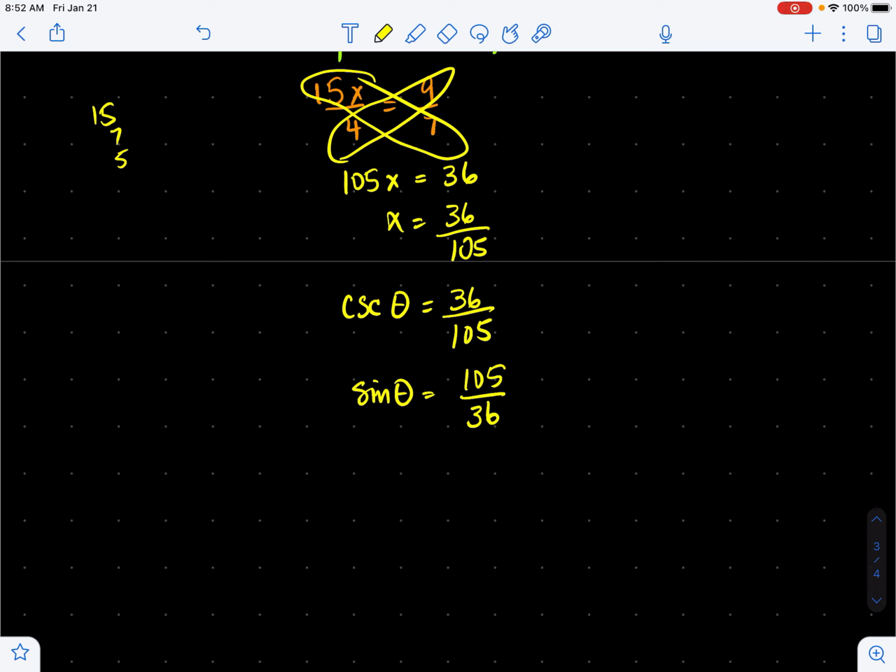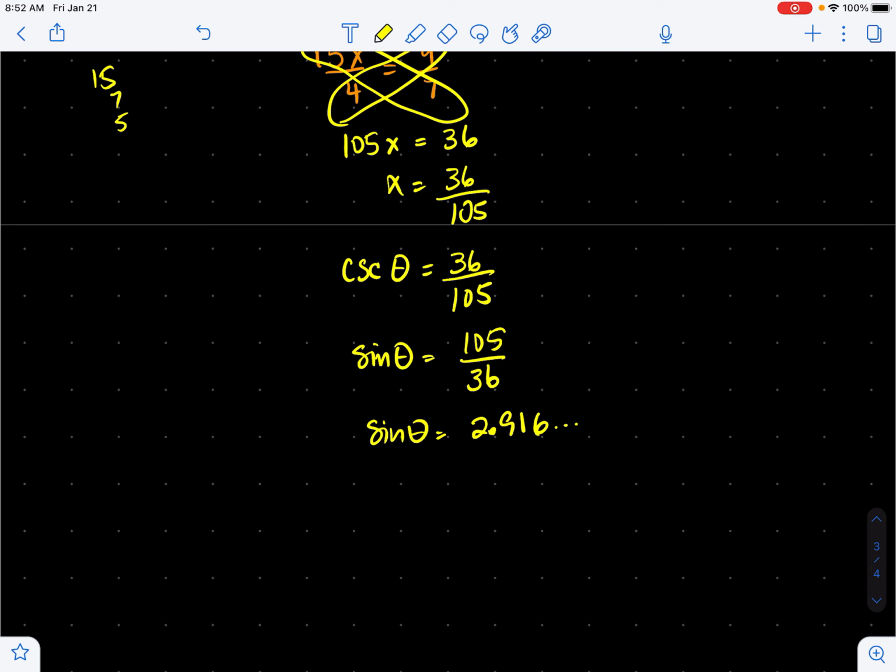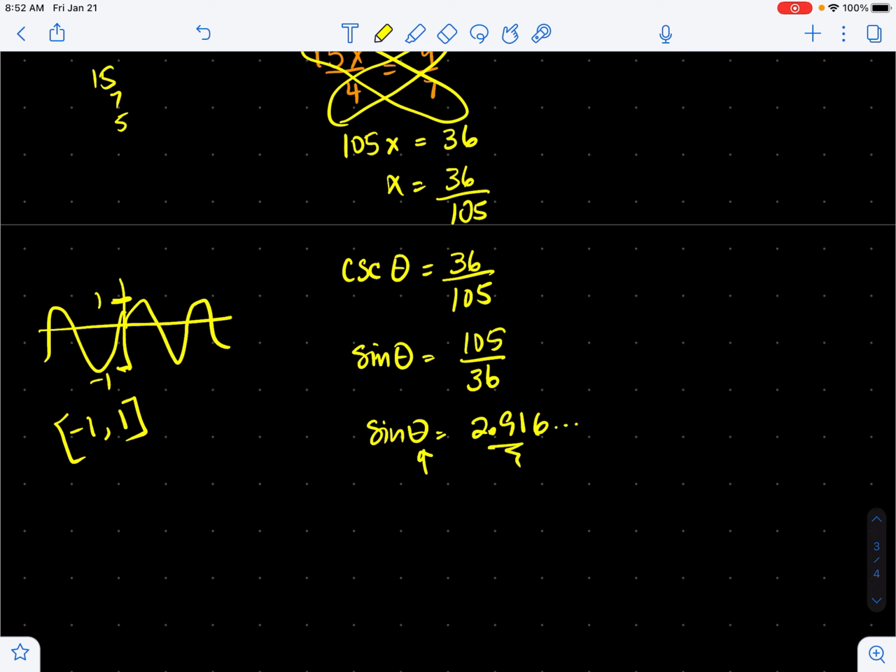is going to be a number much greater than 1. So sine theta equals 2.916, this is the value. But again, if you remember sine range, the range for sine is between -1 and 1. The parent sine graph doesn't go over 1 or under -1. So having this value is undefined.